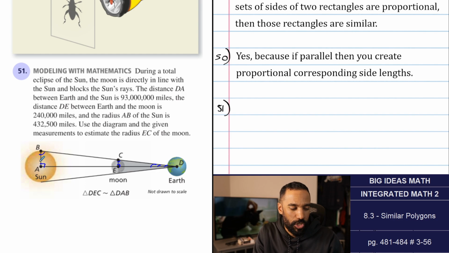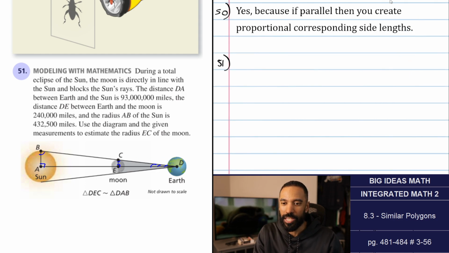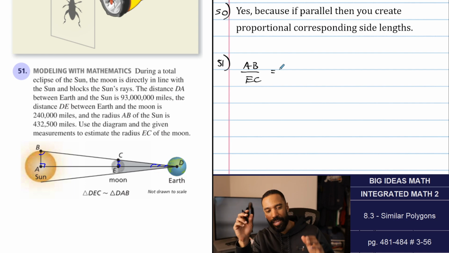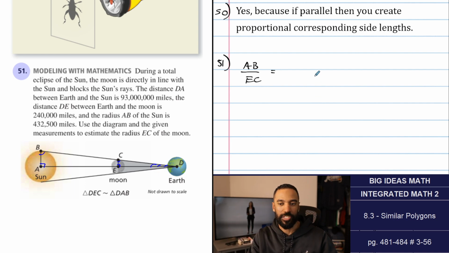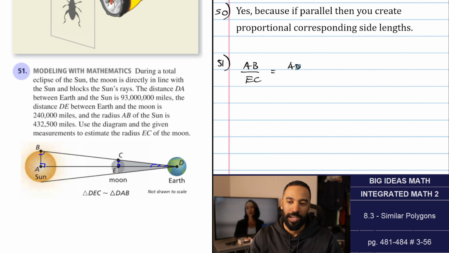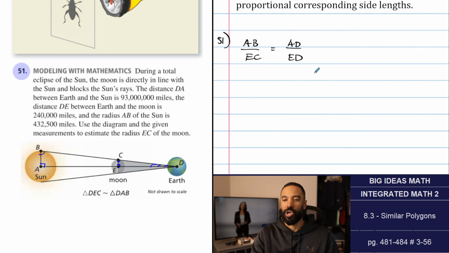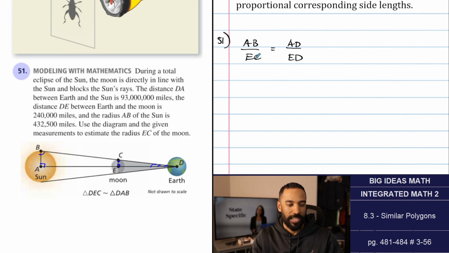If they're similar, these two parts correspond, AB with EC. So I'll even write it as an actual thing to begin with. AB over EC is in correspondence with the entire distance from Earth to Sun, AD, over the distance from Earth to Moon, which is ED. So these will have a proportionality together. There's only one that I don't know, and it's EC. I know AB as 432,500 miles.